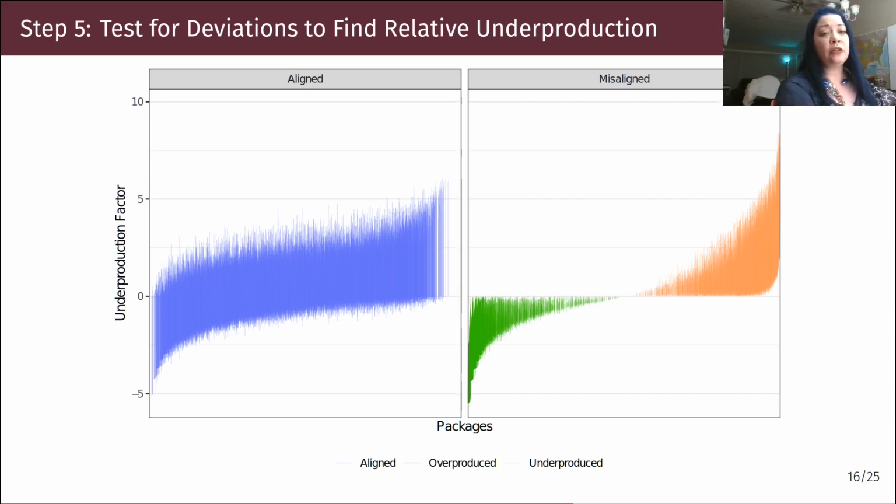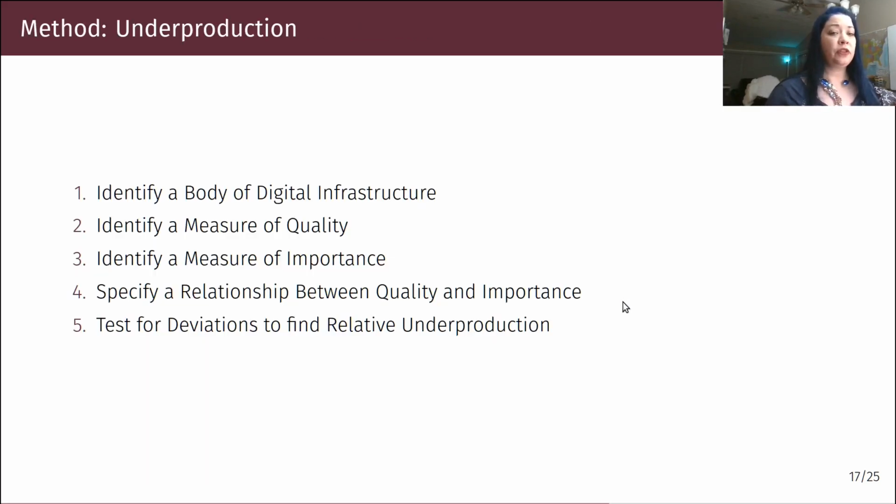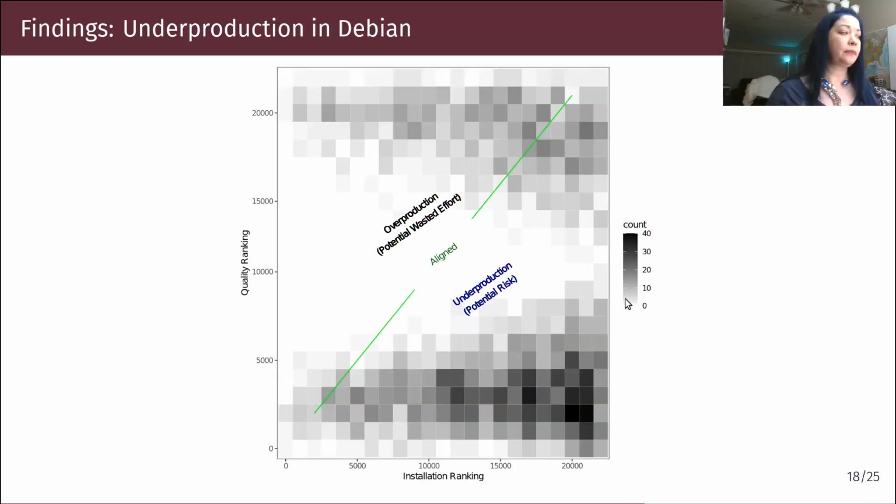This is all software that may be at risk because of that mismatch between quality and importance. So we've walked through this 5-part method, illustrating it with the Debian case. I'm going to talk a little bit more about what we found from applying this method to Debian. So here's another version of the same data that appeared in the color smear slide.